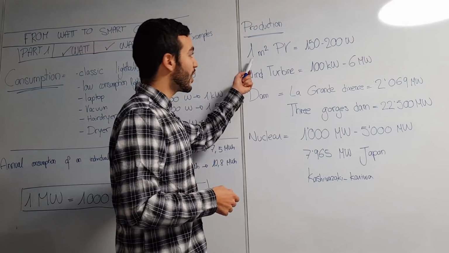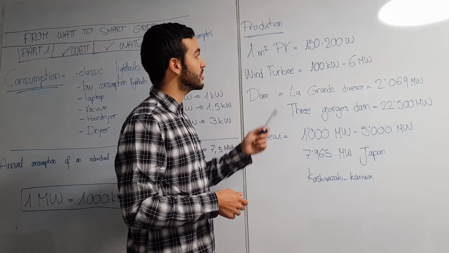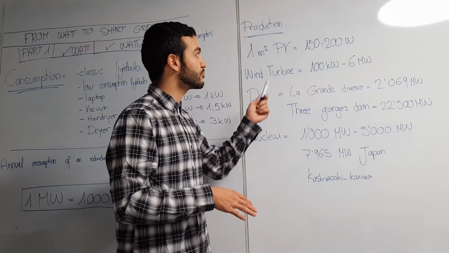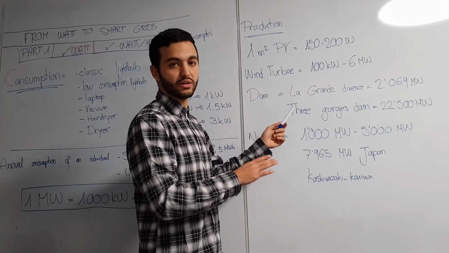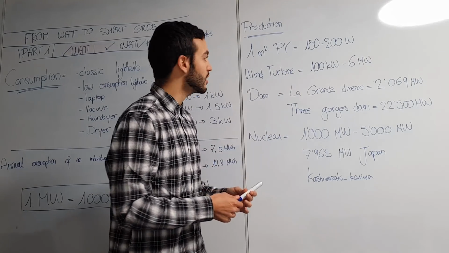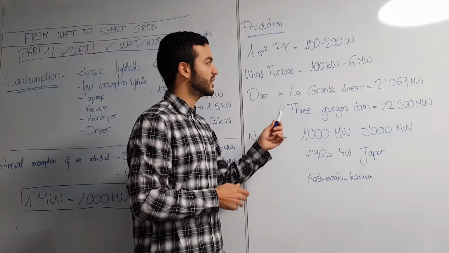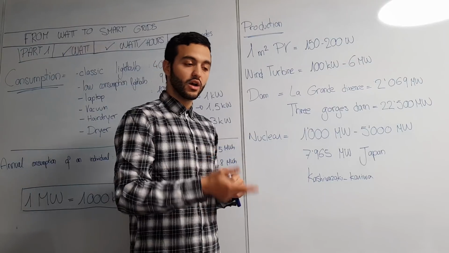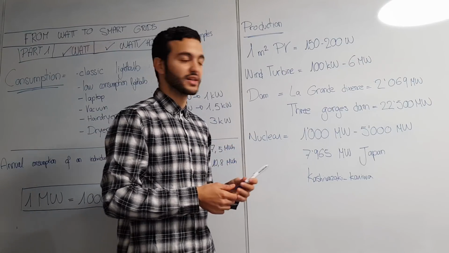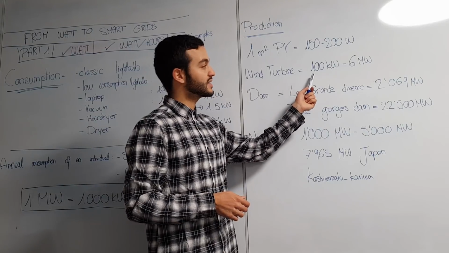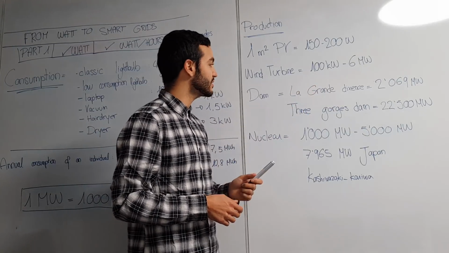So if you have 1 meter square of PV installation, you will be able to capture between 150 to 200 watts. So in 1 hour, you will be able to get at best 200 watt hours. Or wind turbines. So it really depends on the wind, the size, the location. You have many parameters which enter into account. It will be between 100 kilowatts and 6 megawatts.